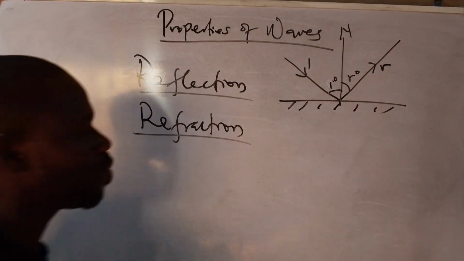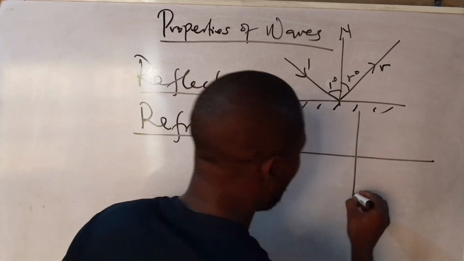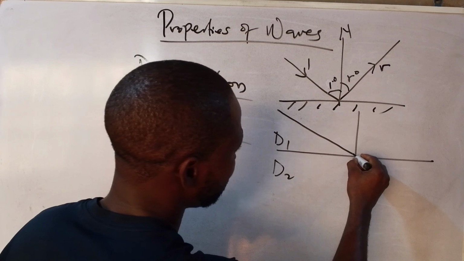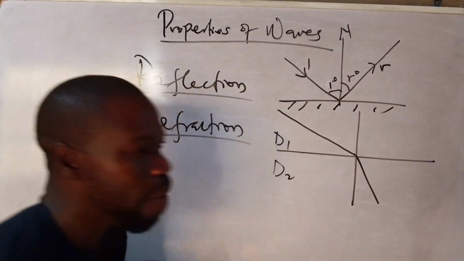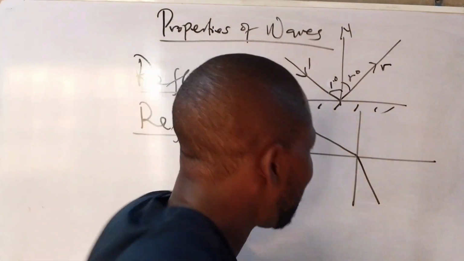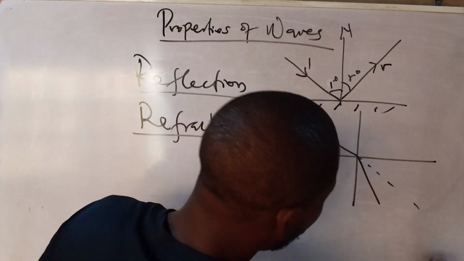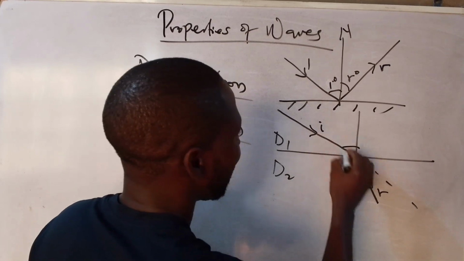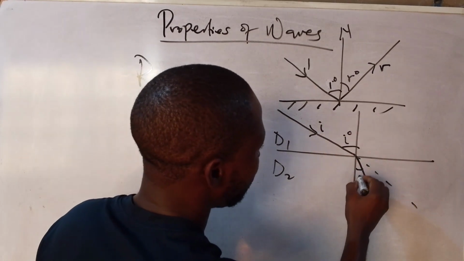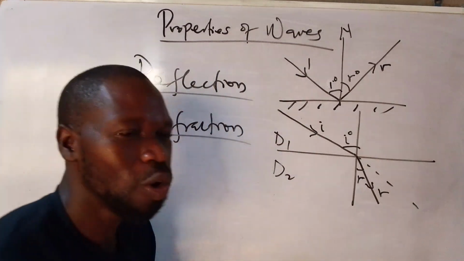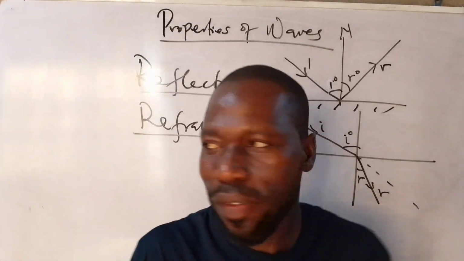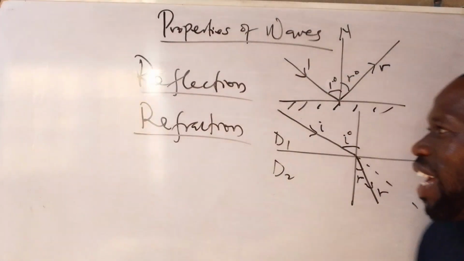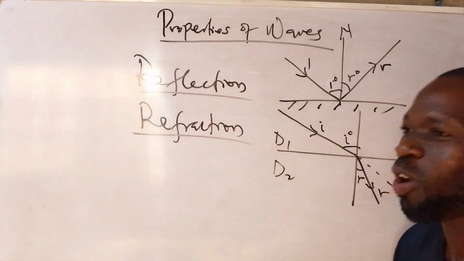For refraction, the wave comes into a medium of different density, density 2, density 1, and a wave is coming in, it gets to this place, then gets refracted. That is the bending. Instead of traveling straight as it's coming, because of the different density, there's a bend. This is our incident ray, this is our refracted ray, and this is the angle of incidence, this is the angle of refraction. So a change in direction of a wave when it comes to the junction of two media of different density, that is refraction.